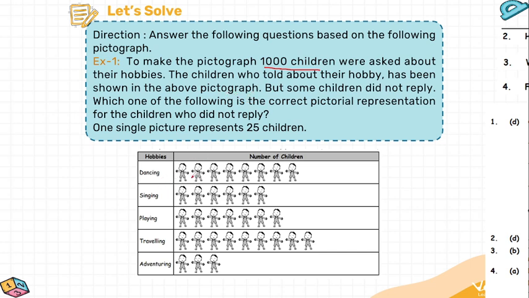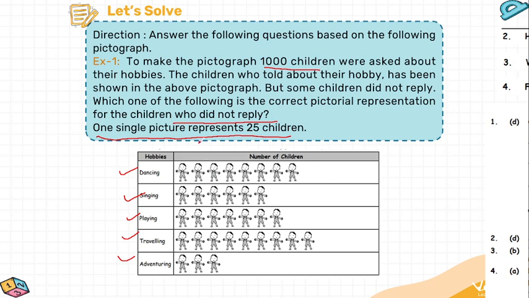So, for dancing, you can see 1, 2, 3, 4, 5, 6, 7, 8. So, is it 8 students? No. At the end of the line, it says one single picture of a child represents 25 children. Now, which one of the following is the correct pictorial representation for the children who did not reply? Very important, who did not reply. We had an option that the child can select either dance, singing, playing, traveling, adventuring. But again, a few students are there who are not liking any of them. So we have to find the correct pictorial representation for the children who did not reply anything, that none of the hobby is there.